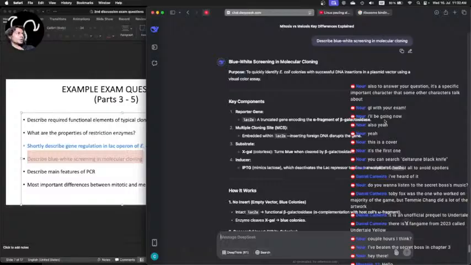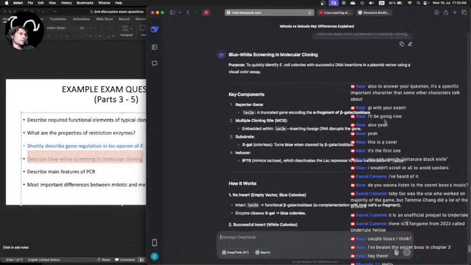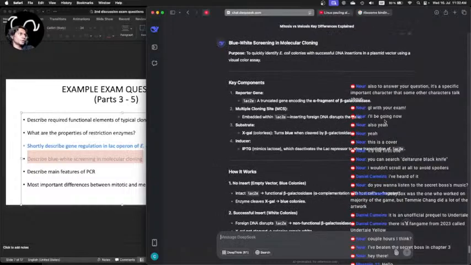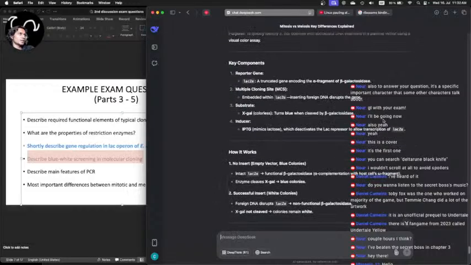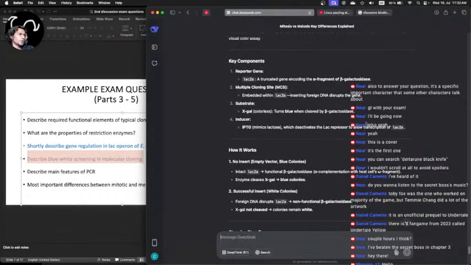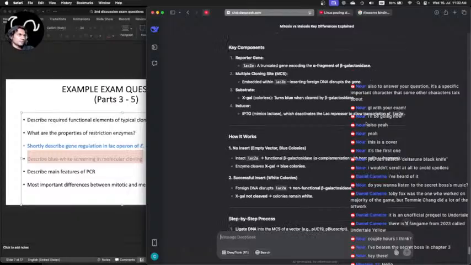X-gal turns blue when cleaved by beta-galactosidase. No insert, empty vector: blue colonies. Intact lacZ alpha gives functional beta-galactosidase, and the enzyme cleaves X-gal, so colonies are blue. Successful insert: white colonies. Foreign DNA disrupts lacZ alpha, giving non-functional beta-galactosidase. X-gal is not cleaved, so colonies remain white.